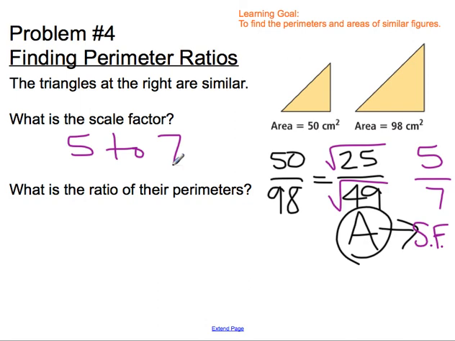And if we remember back to that theorem that we stated at the very beginning, if the scale factor is 5 to 7, then the ratio of these two triangles' perimeters is also 5 to 7.